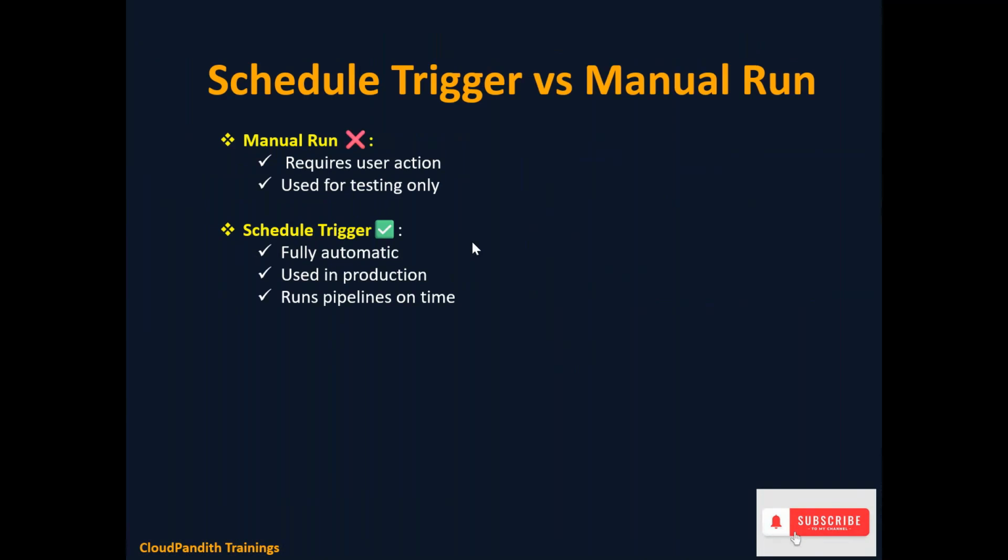Now let's compare manual execution versus schedule trigger execution, team. As we discussed yesterday, manual runs require a user to start the pipeline every time. They are mainly used during development and testing, team. Schedule triggers, on the other hand, are fully automated. They are used in the production environment and ensure that pipelines run on time.